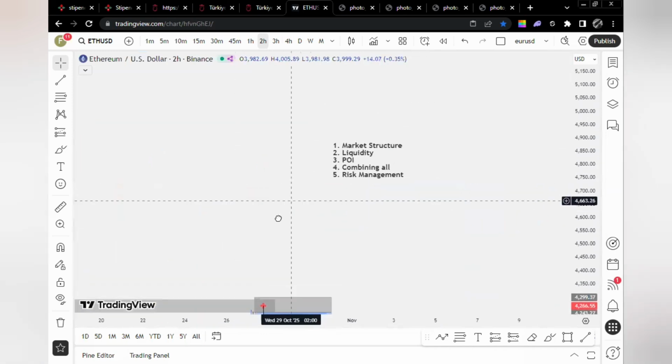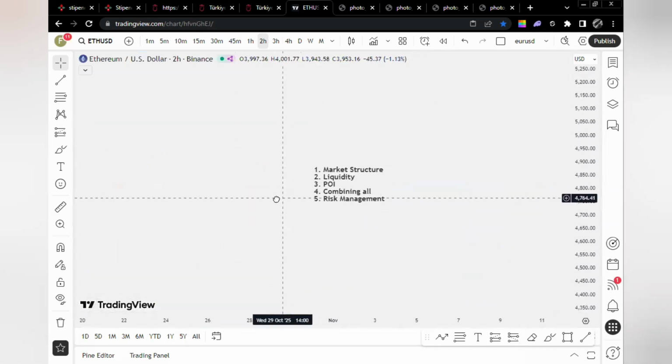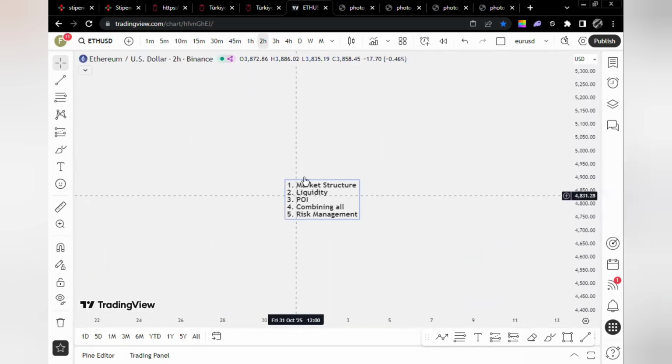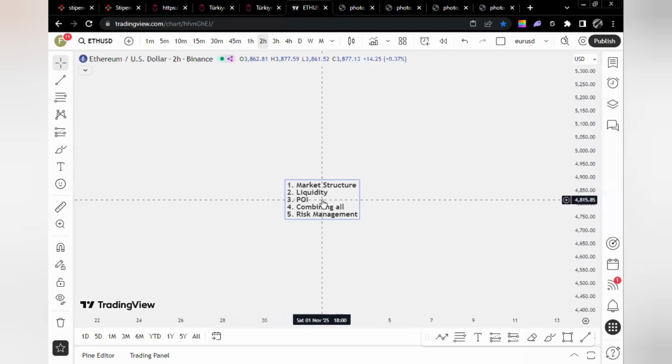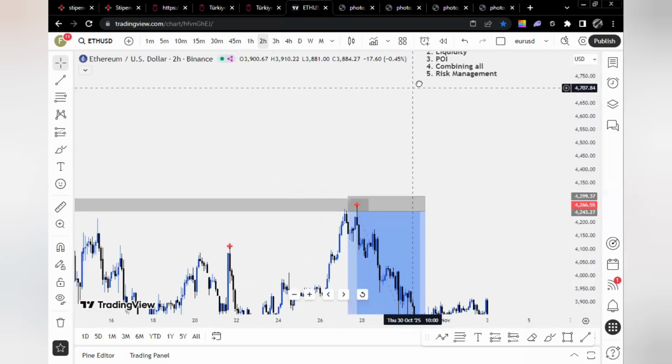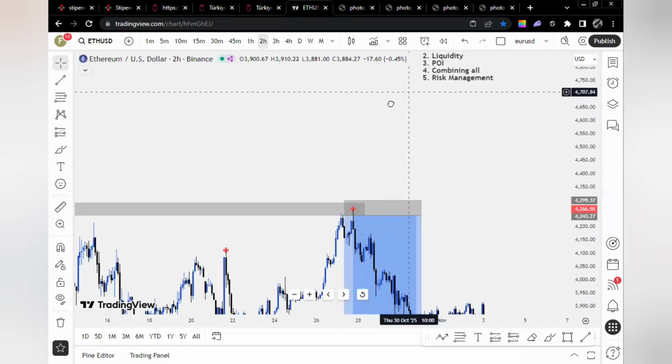So for day one, or actually let's say teaching day one, because this class started 2 days ago but teaching days started today, we're going to be looking at market structure. Day two, we're going to be looking at liquidity. Day three, we're going to be looking at POI. POI stands for point of interest. Day four, I'm going to be teaching you how to combine all of these to get a very perfect trade, just like this one I showed you.